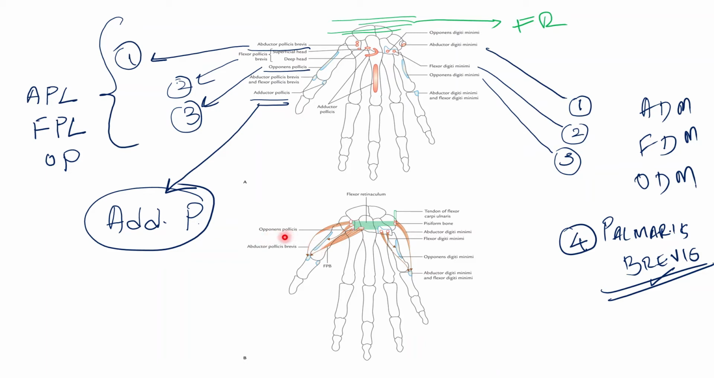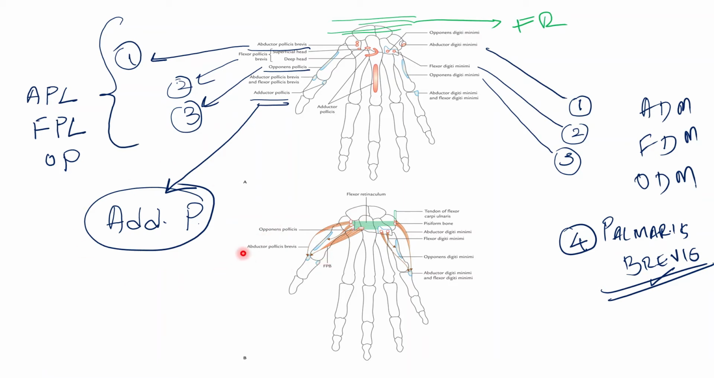So wherever the word opponens is represented, the opponens pollicis or the opponens digiti minimi, it may be any of the two. The pollicis or the digiti minimi reaches its insertion over the metacarpal. It has its insertion over the shaft of the corresponding metacarpal. So the insertion of the opponens pollicis is over the palmar surface of the shaft of the first metacarpal bone. So these are the attachments of the thenar muscles.